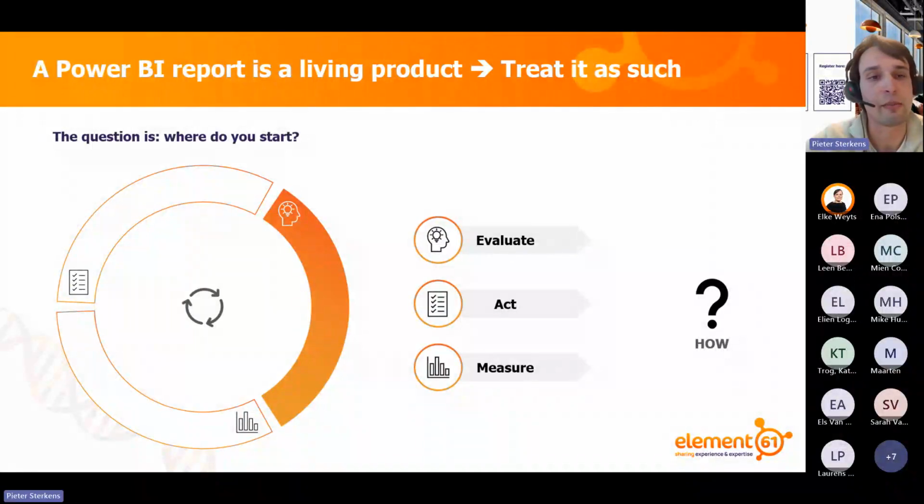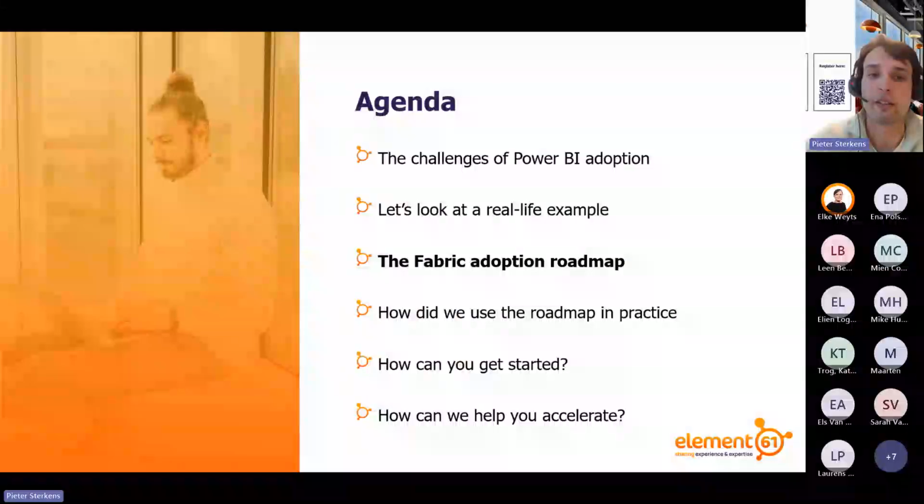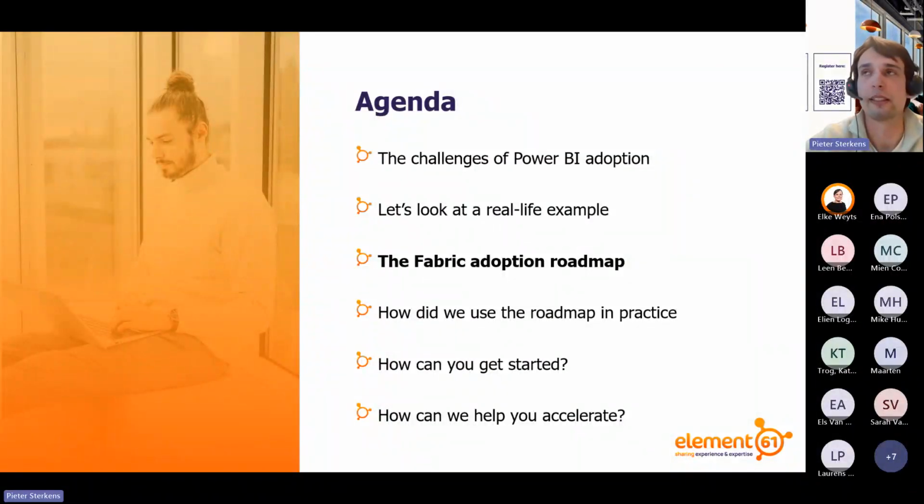And it sounds easy, but the question really is, where do you start? How do you know where your pain points or your areas of improvement are, which solutions might help you to overcome them, and how well it's actually working? And that's where we get into the Fabric adoption roadmap, because there is not one solution to this question, otherwise it wouldn't be a tough one.